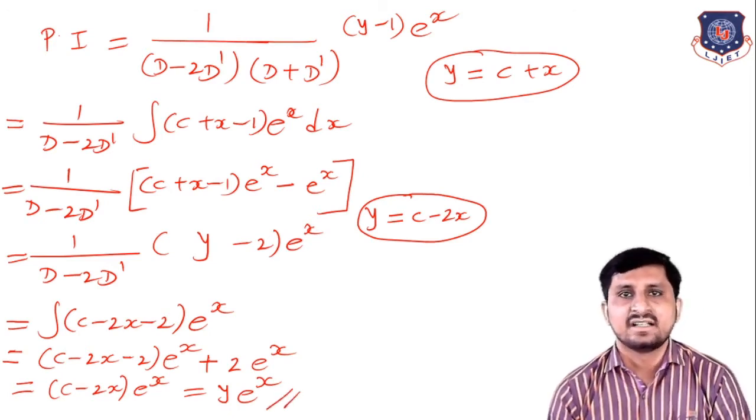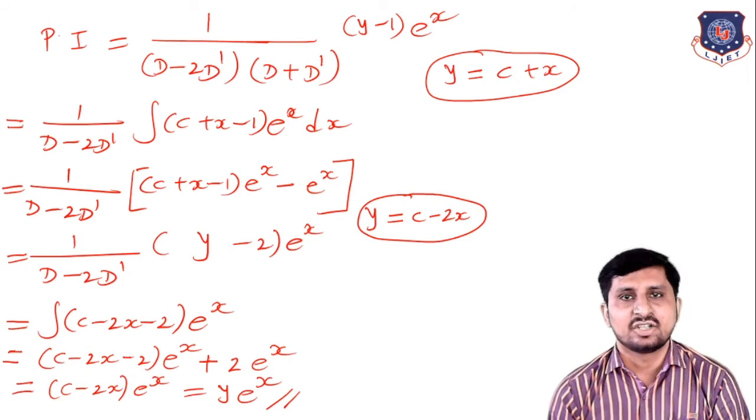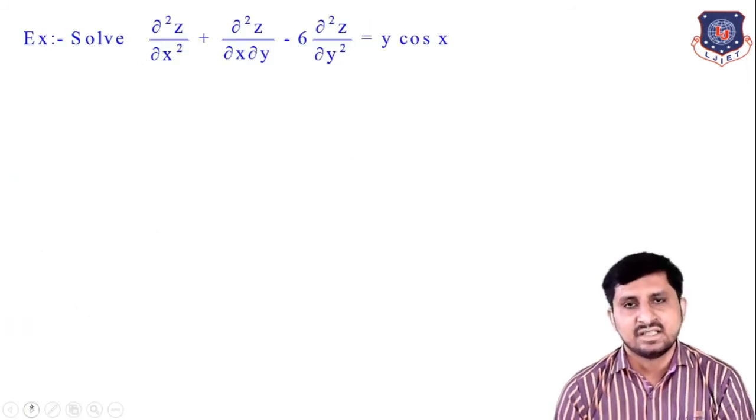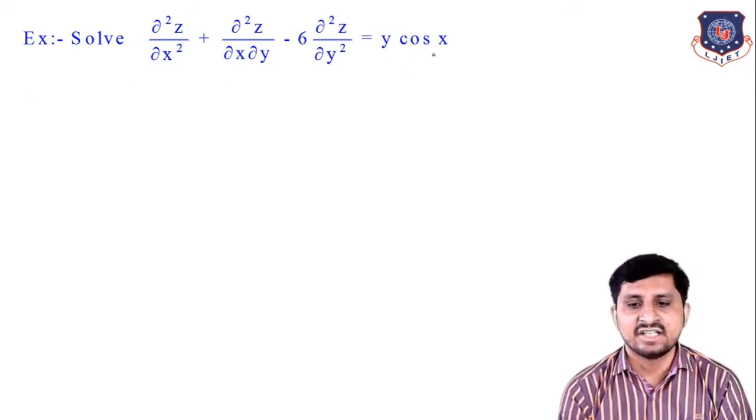And don't forget to write general solution. General solution is complementary function plus particular integral. Okay, let's solve one more example. So this is our next example once again. So f of d dash, function is y into cos x.